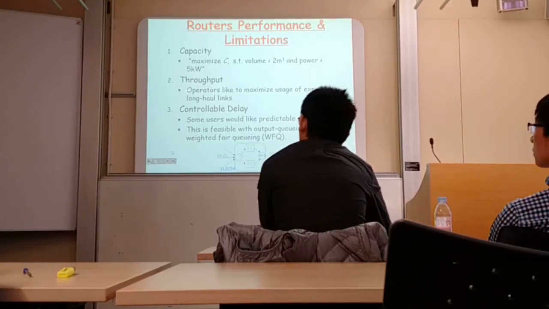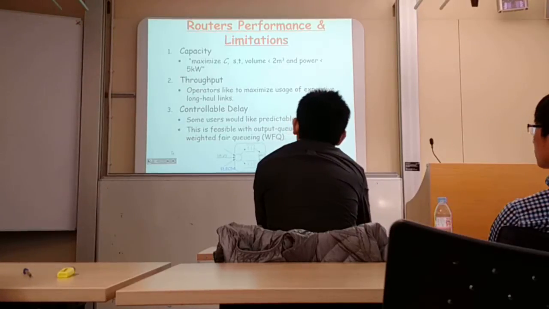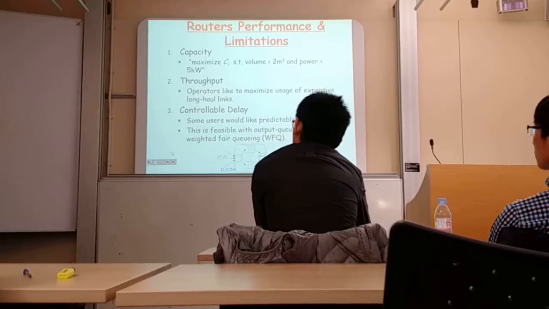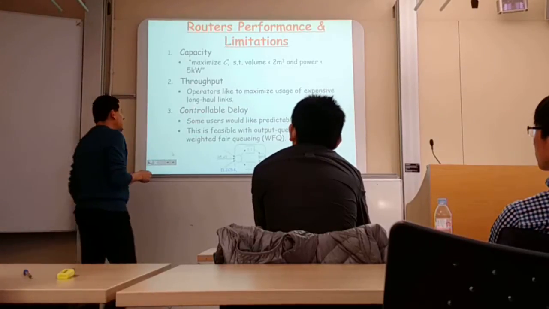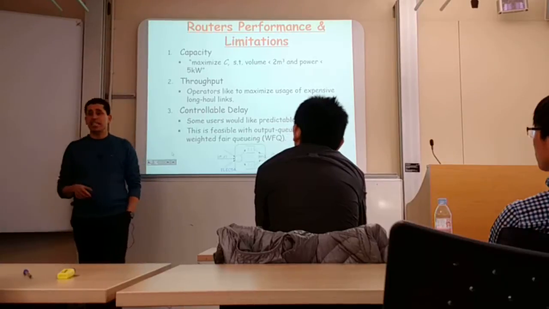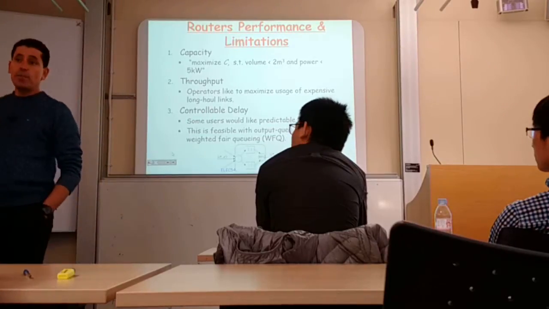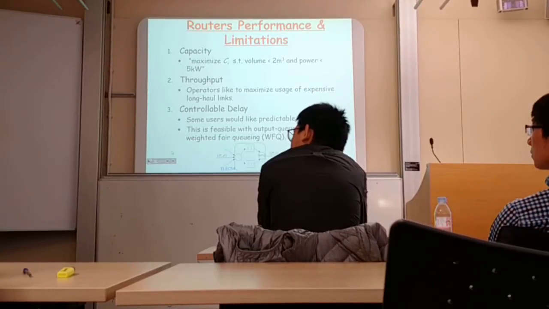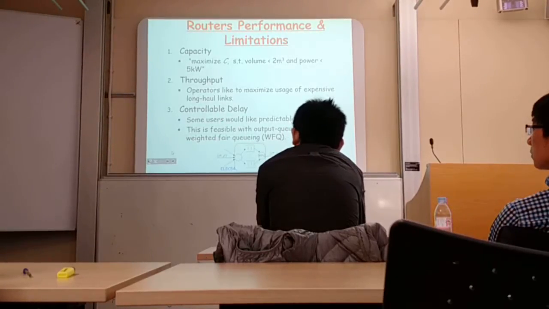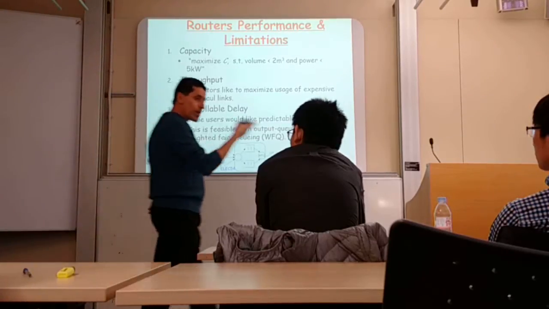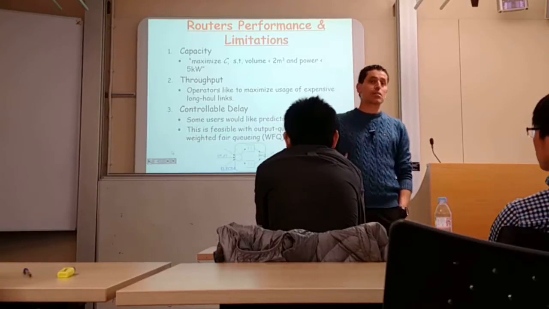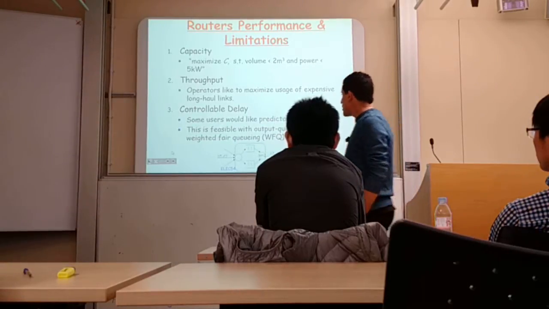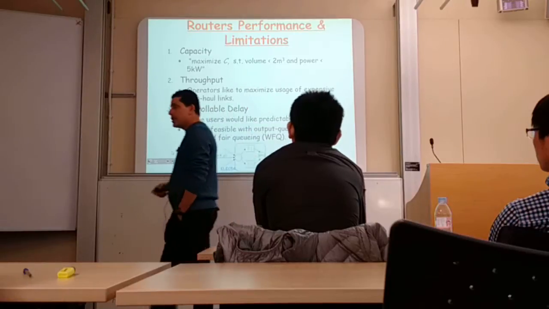So operators normally would like to maximize the usage of their expensive long-haul links, which means they would like to have a high throughput router. And they also would like to have controllable delay. What does it mean? It means operators would like to have their customers served on time. They have controllable delay there, so the traffic does not get delayed. And if it does not get delayed, it goes without saying that you serve more customers and customers are more satisfied. Some users maybe even would like predictable delay.